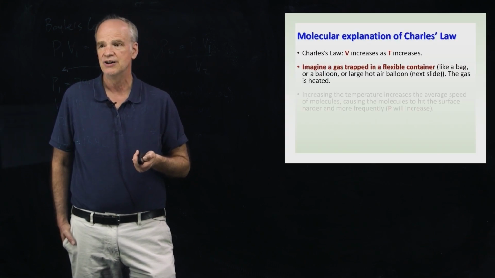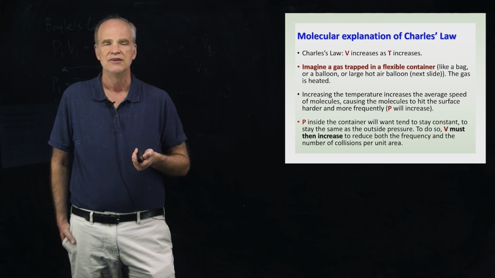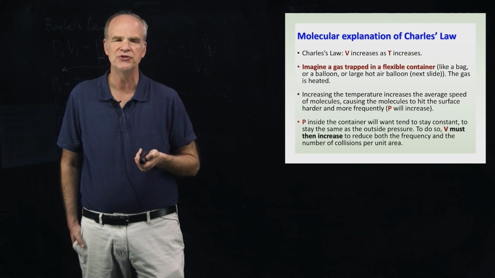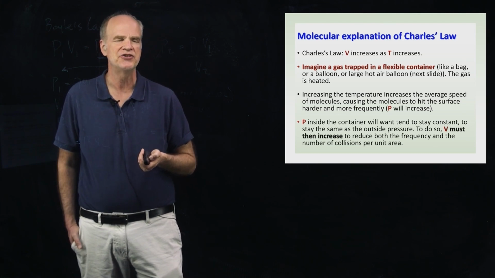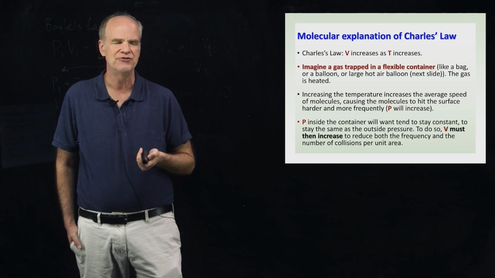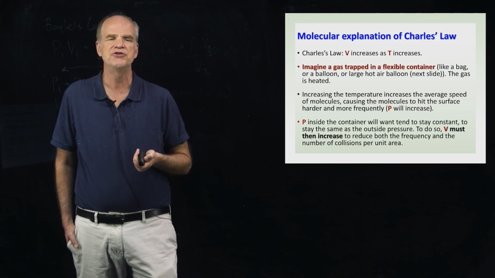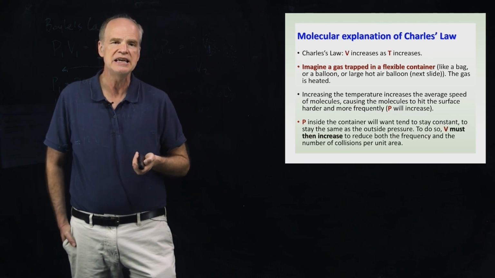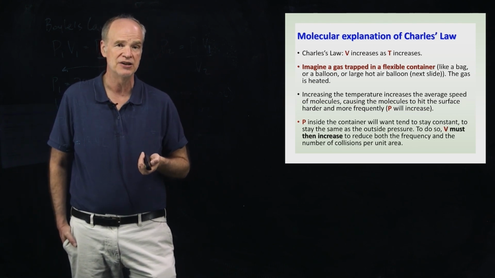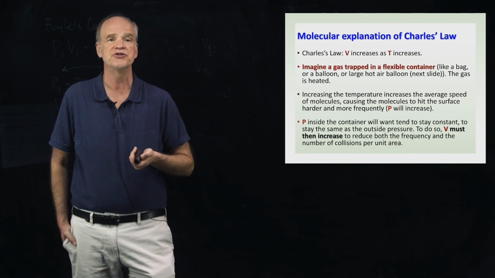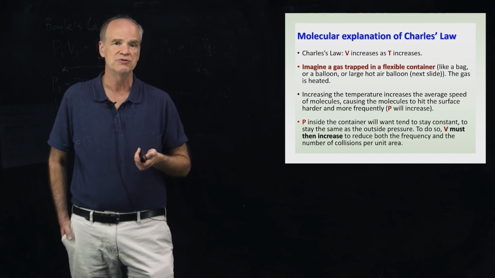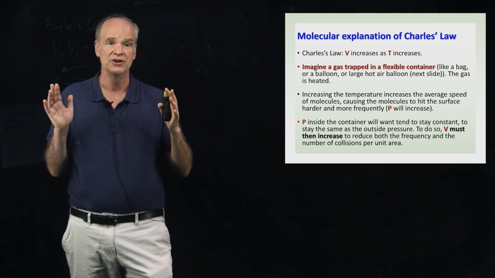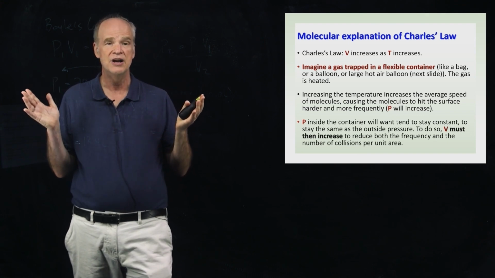Okay, so we need to talk about why it is that when you increase the temperature of a gas, its volume would increase. You need to know the explanation for that. Imagine a gas trapped in a flexible container. Let's say you started heating up that gas. What is going to happen? Well, the heat will make the molecules of the gas in the container go faster. If they're going faster, they're going to hit the surfaces of the container harder. And so that's going to increase the pressure on the container, which is going to tend to push the container to be larger, to accept the gas.